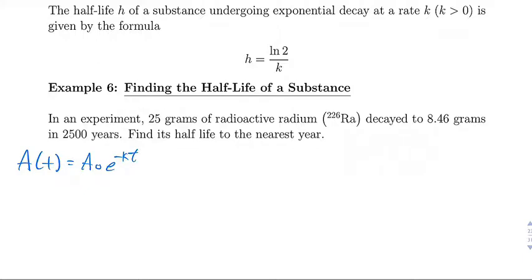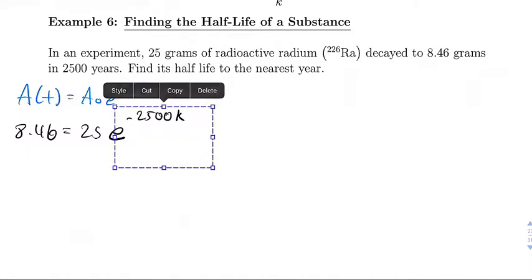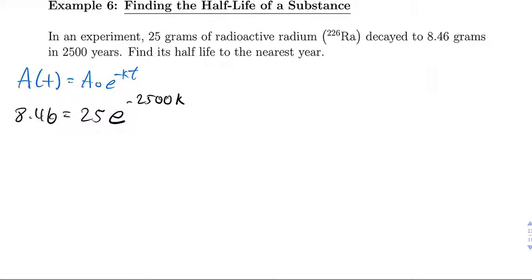So then the final amount was 8.46 grams. We started with 2,500 grams. e to the negative, the rate we don't know, and the time is 2,500 years. So that's a negative 2,500 k. Okay, now if we're trying to, wait a minute, we made a mistake somewhere. We started with 25 grams, not 2,500 grams. Okay. So then if we solve for the rate, I'll divide by 25.